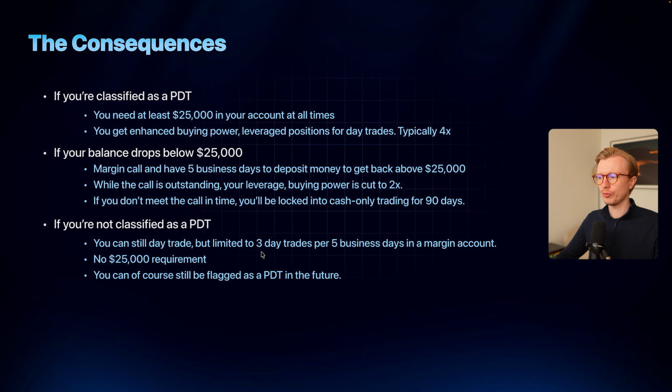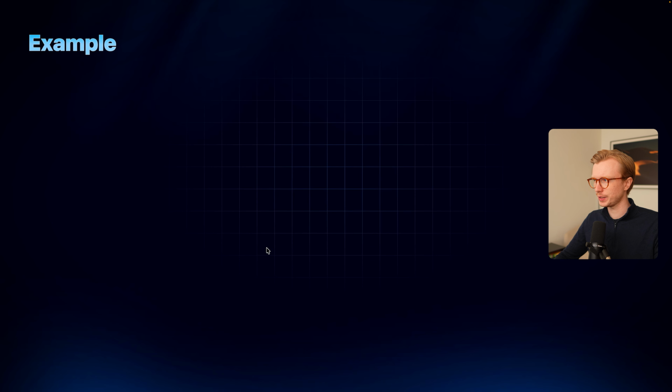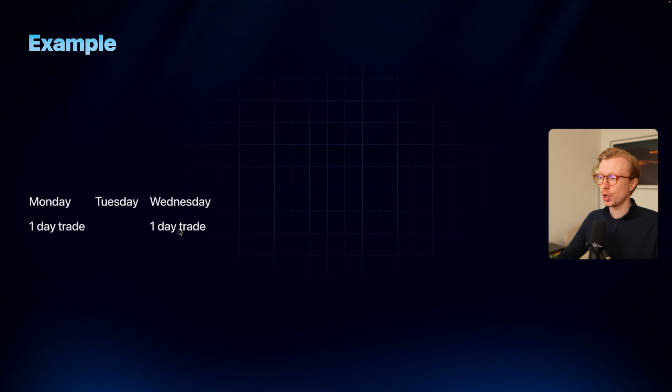So let's go over an example of how that works with those day trades within those 5 consecutive business days. Right here, we have an example. Monday, you decide I take 1 day trade right there. Okay, Tuesday, you take no trade at all. Wednesday, you also take 1 day trade. Thursday, no day trade. Friday, 1 day trade. So we see that we have a typical week.